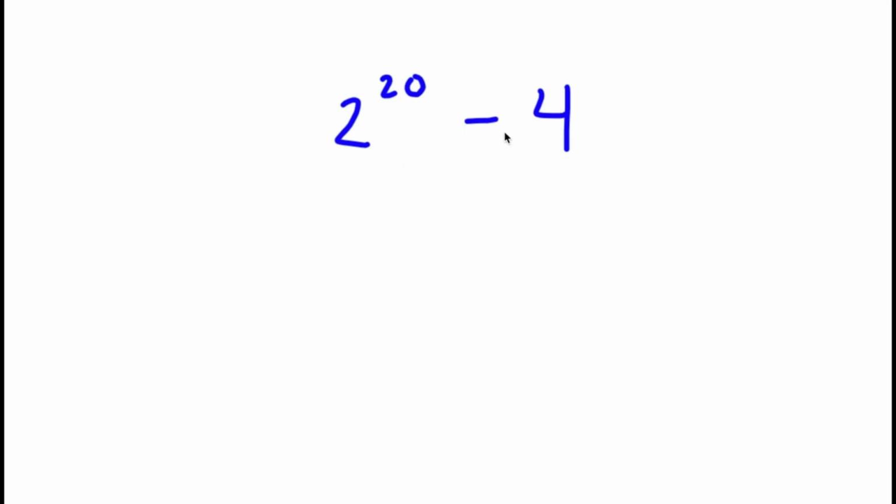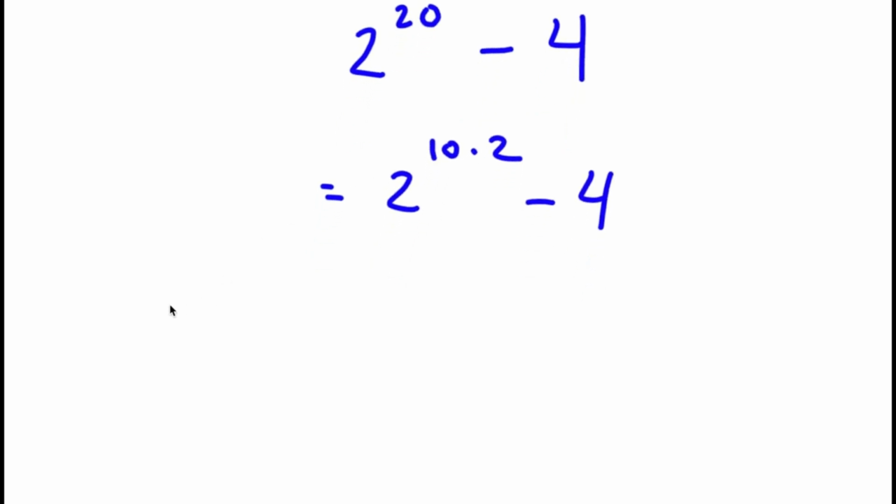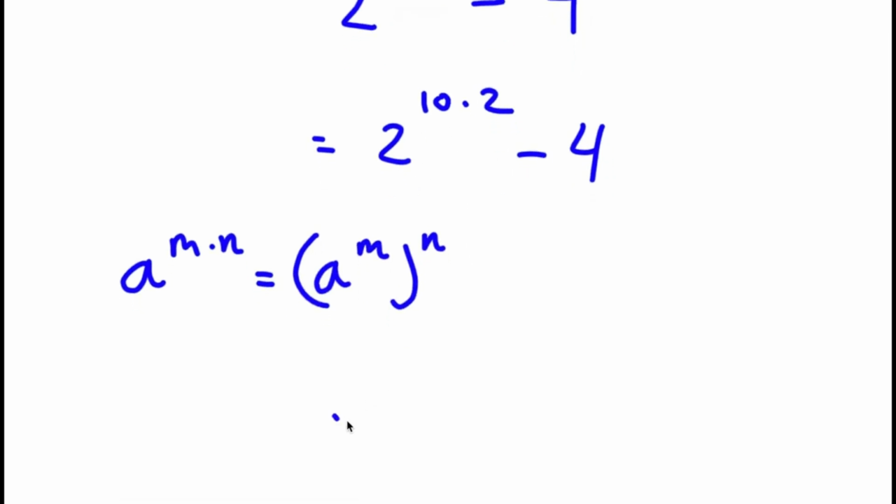So I'm going to first start by rewriting 2 to the power of 20 as 2 to the power of 10 times 2. So I have 2 to the power of 10 times 2 minus 4. Now, if I have something in the form a to the power of m times n, this is equal to a to the power of m to the power of n. So 2 to the power of 10 times 2, we can rewrite as 2 to the power of 10 to the power of 2. Now I have this minus 4.